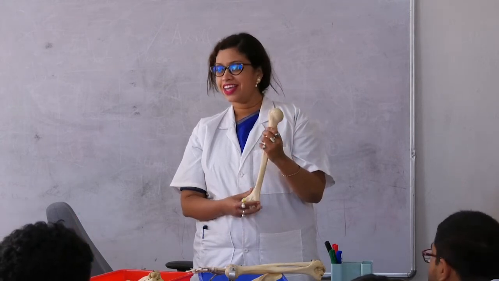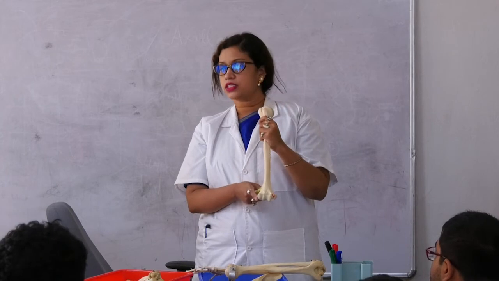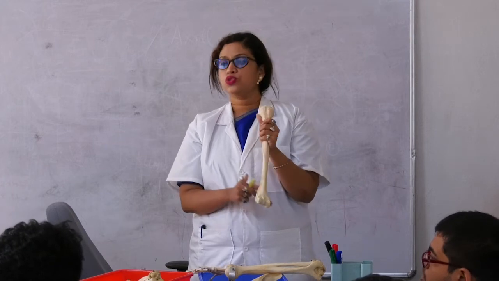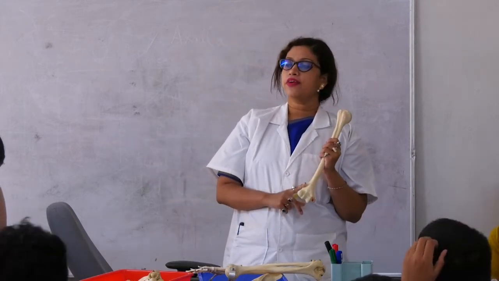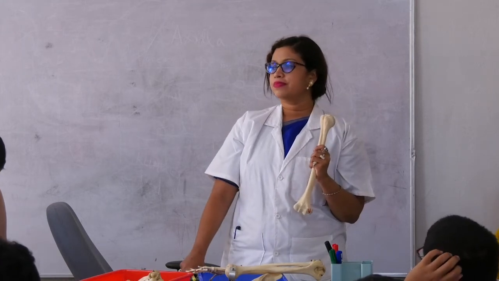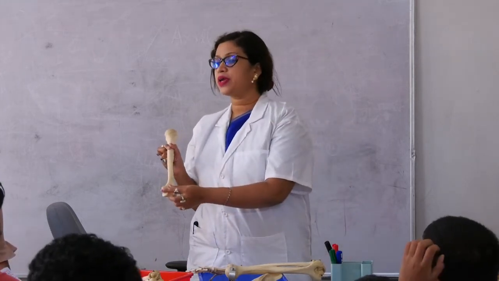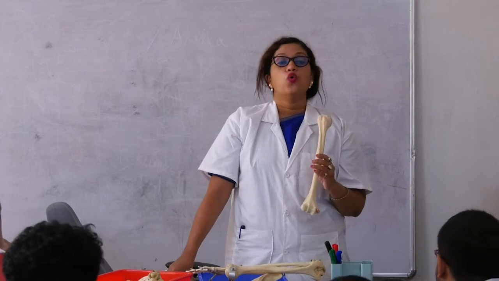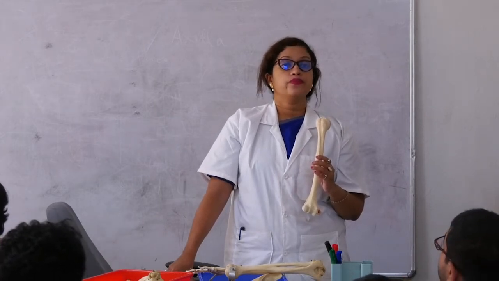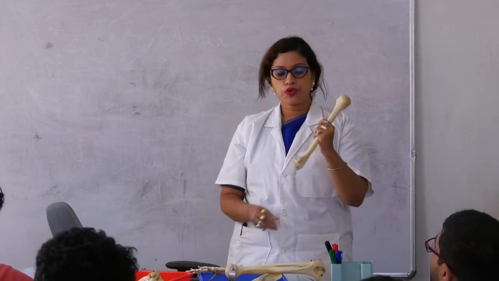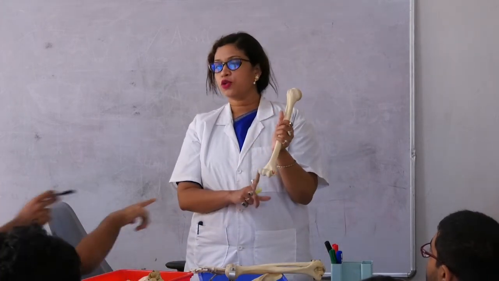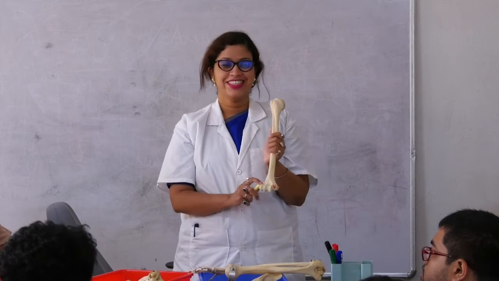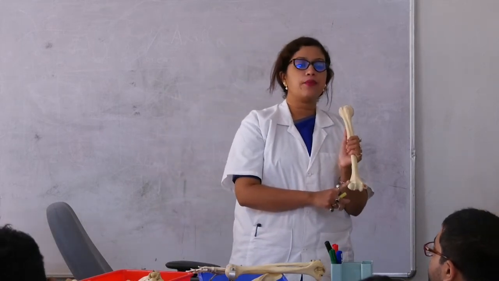You can see two structures here, one is the supracondylar ridge, and two structures would be present: one is the radial nerve, another one is the ulnar nerve. Which structure is related to the medial epicondyle? The ulnar nerve. So which one is the medial epicondyle? So this is the radial nerve.